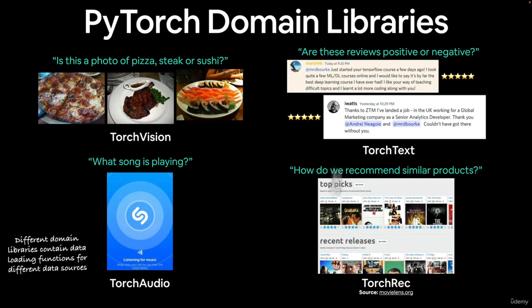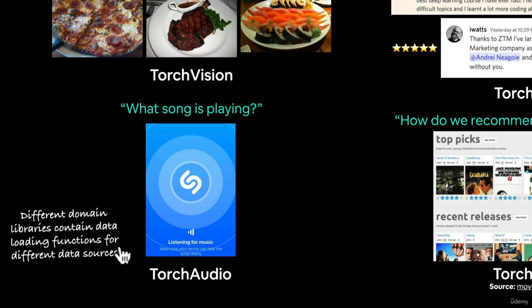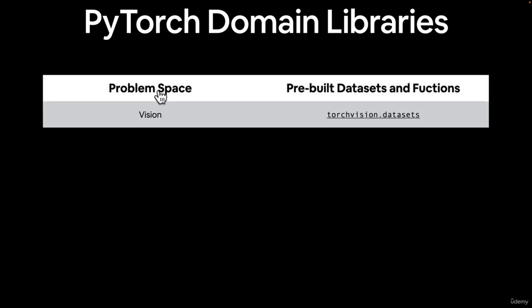And so this is just something to keep in mind, because each of these domain libraries has a datasets module that helps you work with different datasets from different domains. And so different domain libraries contain data loading functions for different data sources. So TorchVision, let's just go into the next slide. We have problem space, vision.